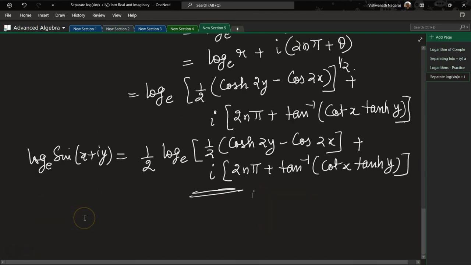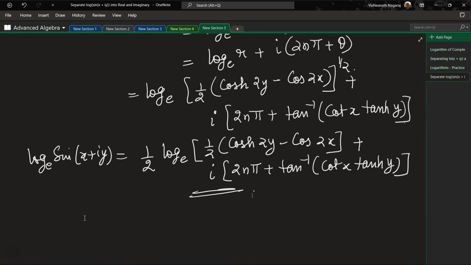In the next session, we will look at the log of cos of x plus iy.